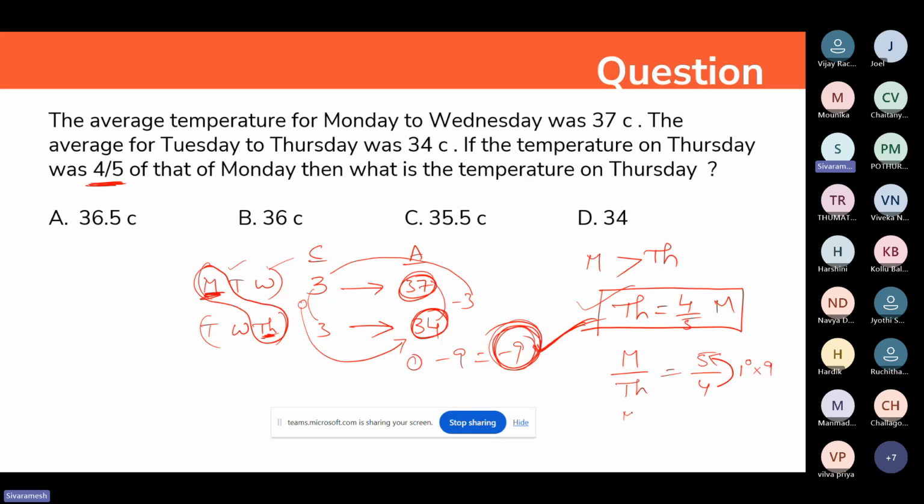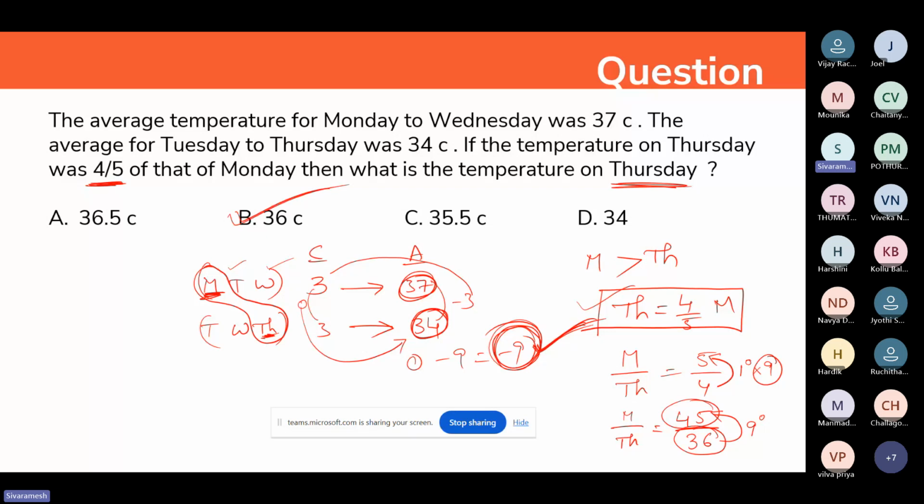So I can say that Monday temperature by Thursday temperature is equal, so this 9 has to be multiplied with both the numbers, numerator and denominator. What is 9 5 times? 9 5s are 45. What is 9 4 times? 9 4s are 36. Now if you want, you can observe, Monday temperature is 9 degrees greater than Thursday's temperature. Now our condition is fully satisfied. If they ask what is Monday temperature, the answer is 45. If they ask what is Thursday temperature, the answer is 36. Now they are asking in the question, what is the temperature on Thursday? So the temperature on Thursday will be 36 degrees Celsius.